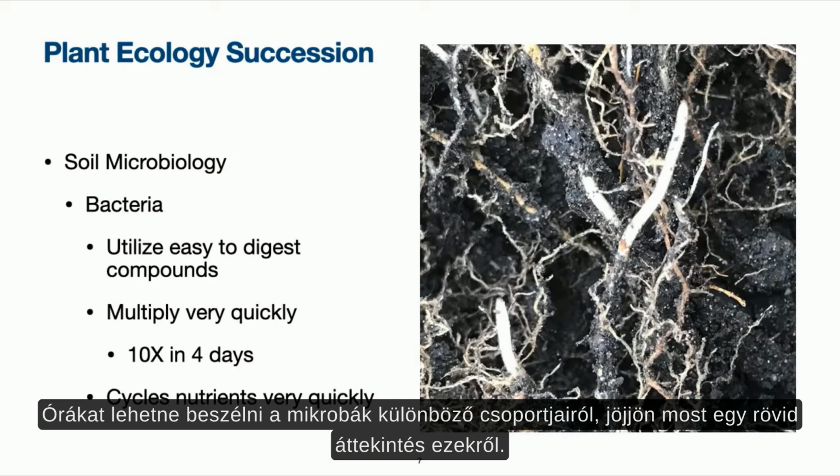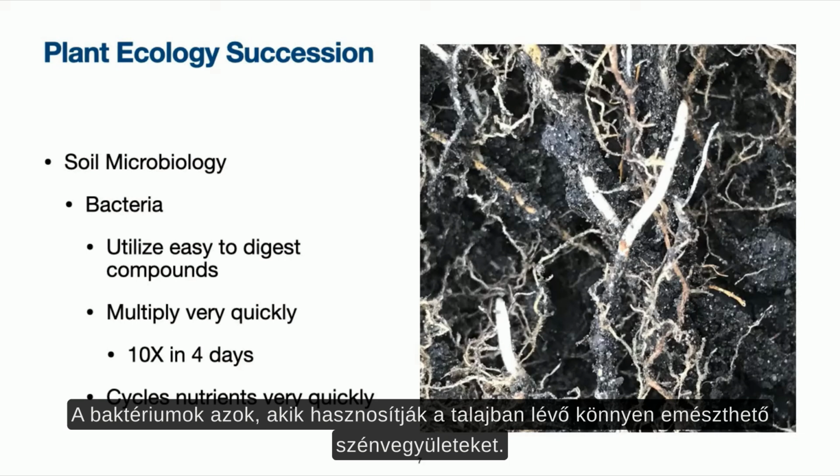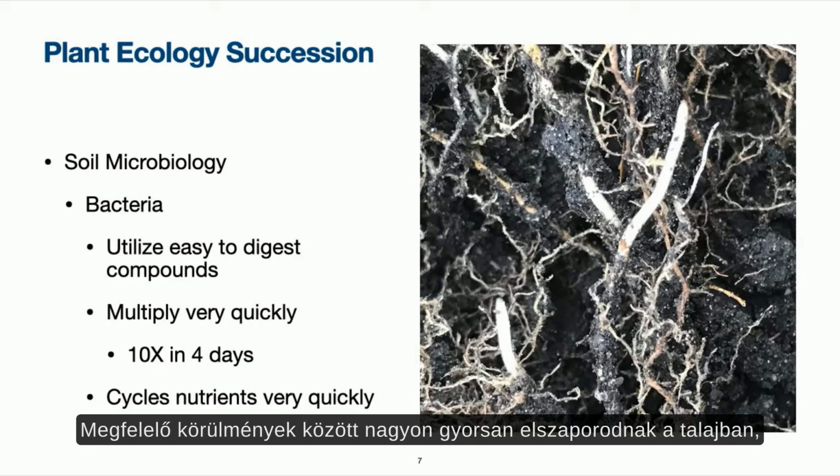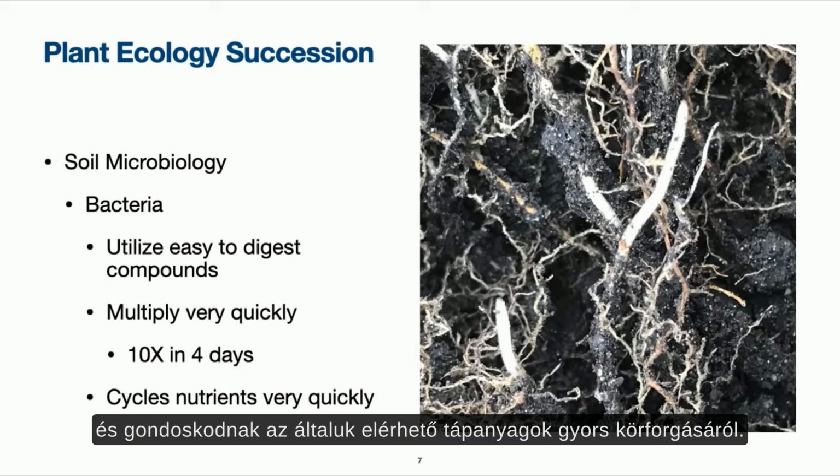subsets of soil microbes. So as a quick rundown, your bacteria, they utilize the easy to digest carbon compounds in the soil. When given the right conditions, they will multiply very quickly in the soil, building up their population, and they will cycle nutrients in that soil very quickly.